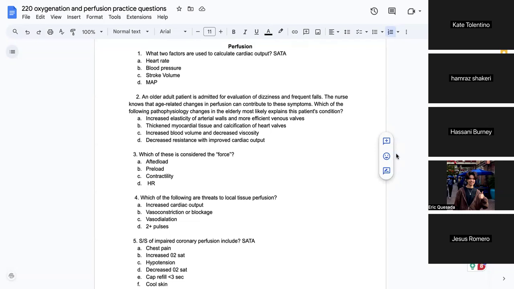Alrighty, great job, guys. So for number one, our answers are A and C. So we know that cardiac output is calculated by our heart rate multiplied by our stroke volume.